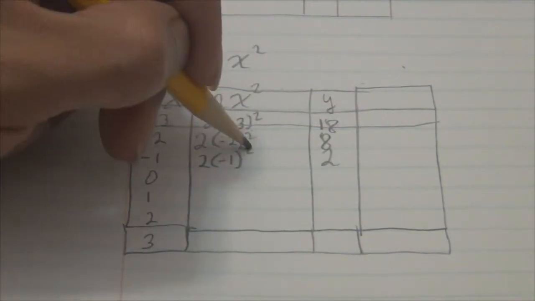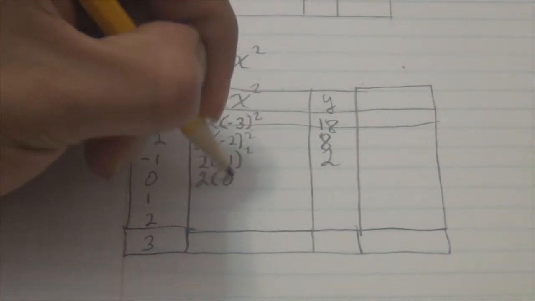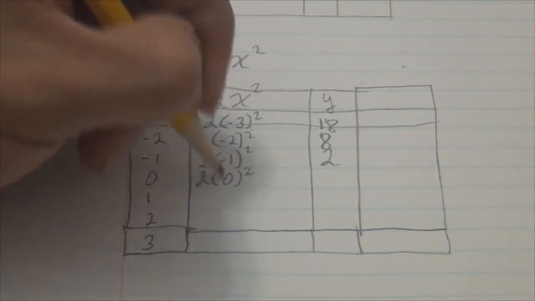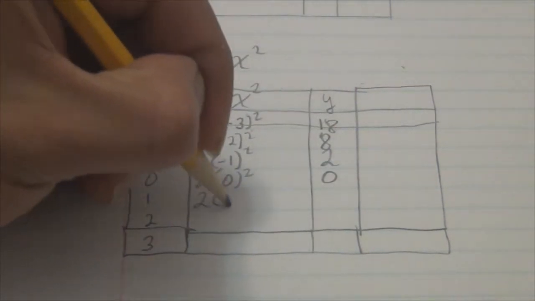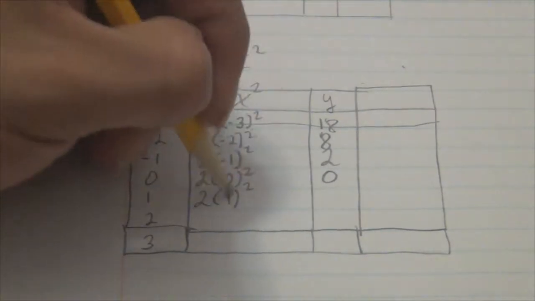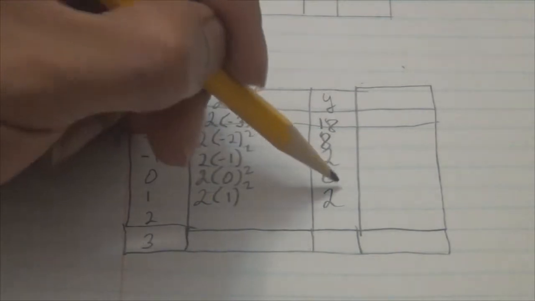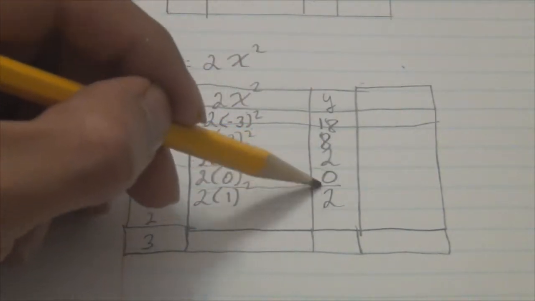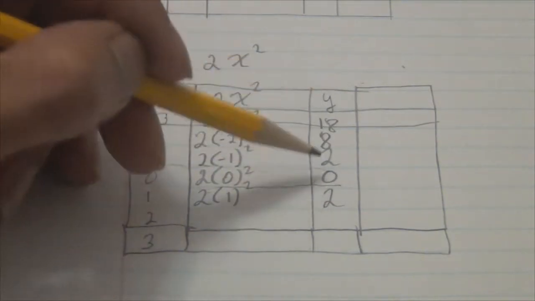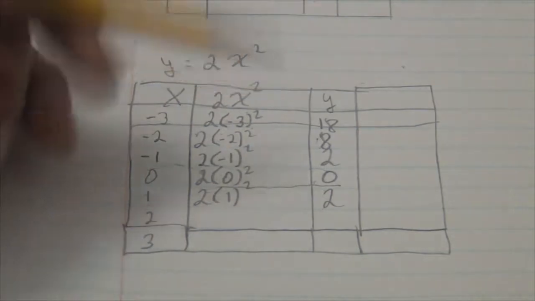Remember, you're doing the exponent first, based on the order of operations. 2 times 0 squared. 0 squared is 0. 2 times 0 is 0. 2 times 1 squared. 1 squared is 1 times 2, 2. Okay, so look, I just hit the turning point right here. Now the values start repeating. That means that I'm going to use 3 values above the turning point and 3 values below the turning point.